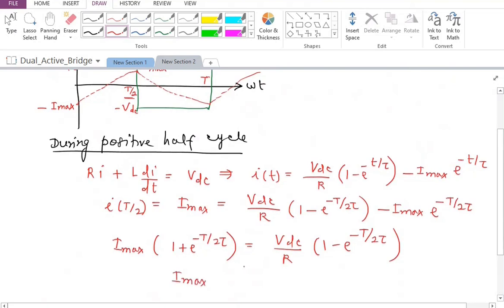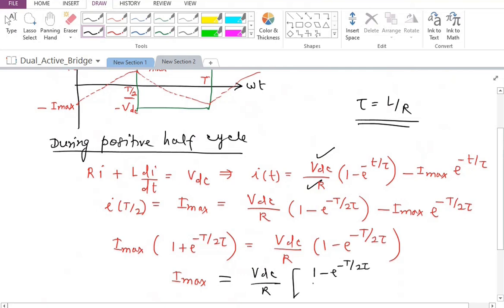So this will give us the maximum current that is going to be reached, and minus I max will be the minimum current that is going to be reached. So if we have the VDC value, the R value, and tau is L by R, so what is the L value, and what is the frequency at which the inverter is operating, we should be able to calculate I max as VDC divided by R multiplied by 1 minus e power minus T by 2 tau divided by 1 plus e power minus T by 2 tau. So this should be able to give us the I max value.